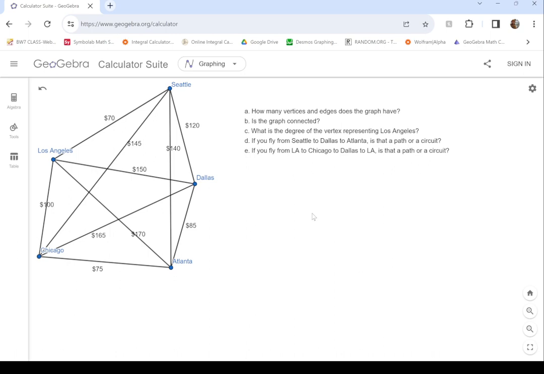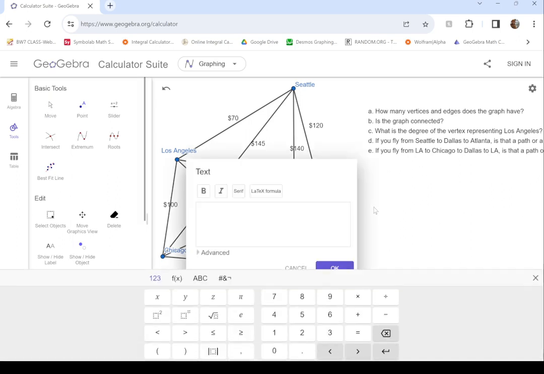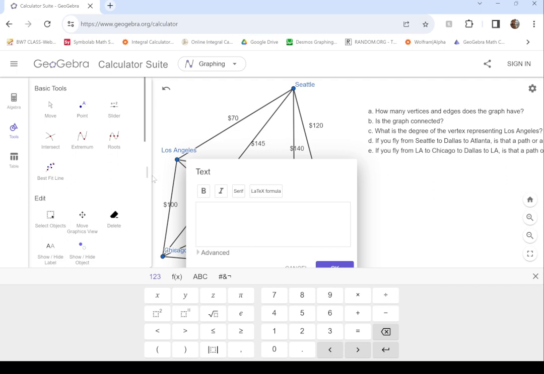So we see our dots representing our vertices, being Los Angeles, Seattle, Dallas, Atlanta, Chicago. All right, and here we have a few questions on the side, and we're going to go through these and see. Let me get a little text box going on the side here to write our solutions.